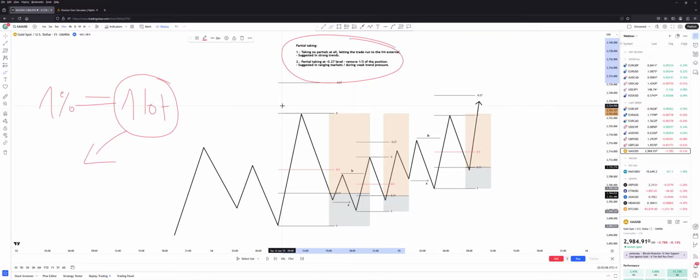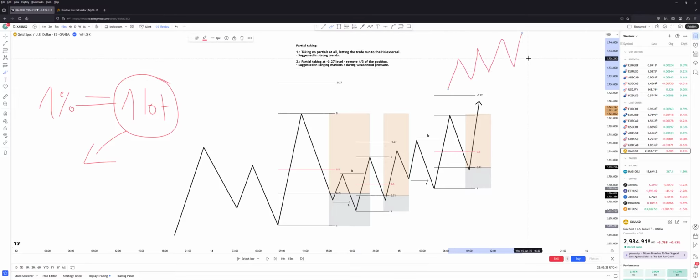The first option is taking no partials and letting the trade run to the 4-hour external TP. This option is suggested in strong trends, where, for example, the structure is incredibly bullish, creating a series of higher highs and higher lows for a really long time. Therefore, the chance of hitting the 4-hour external high point on one trade is really high, so you don't want to cut your winners. You don't want to cut those confirmation trades on the 15-minute time frame because you want to make the most out of those trades, the most out of the money.